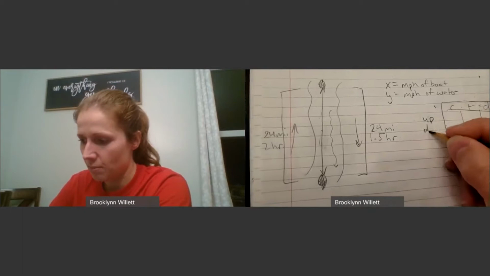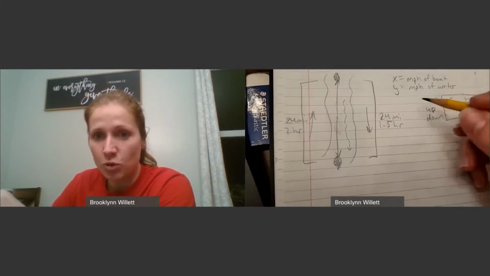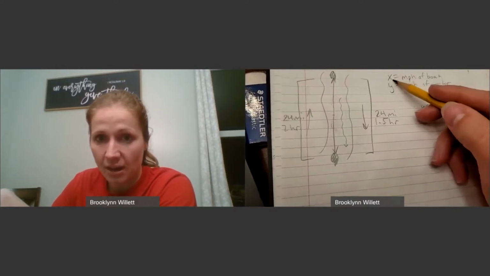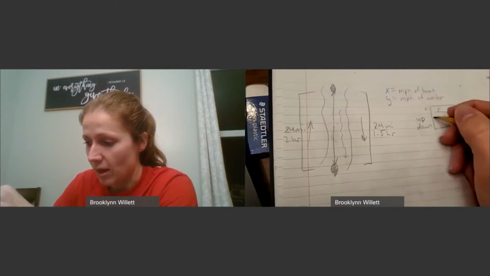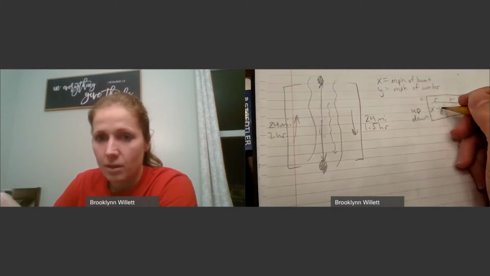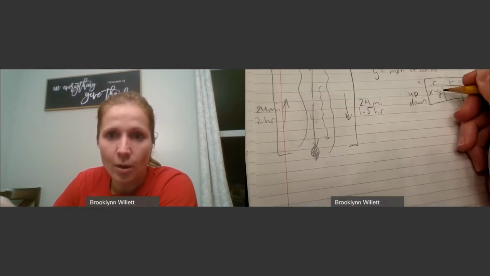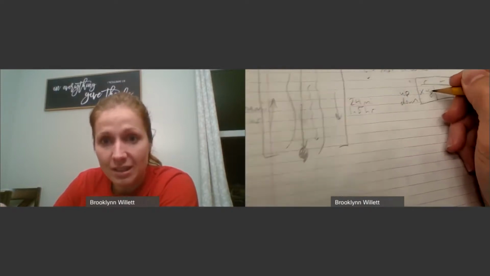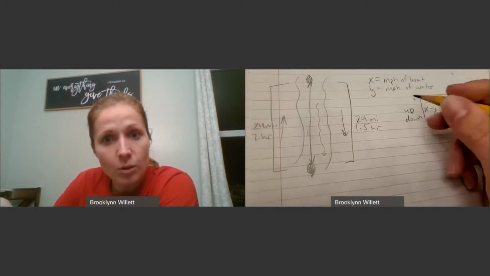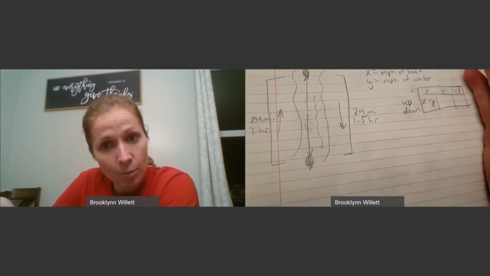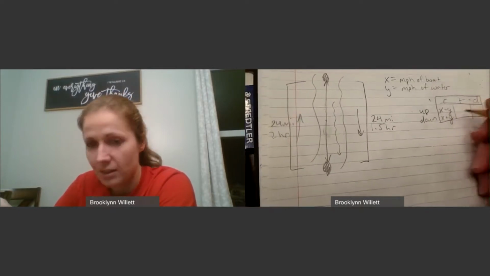upstream and downstream. So the actual rate going upstream is not going to be X, it's going to be X minus whatever the current rate is. So X minus Y is what the boat actually travels going upstream because it gets slowed down by the current. The current is literally taking away from the boat speed. But when you go downstream, the current's going to help. It's going to add to the boat speed. So that's why we have X plus Y in that slot.